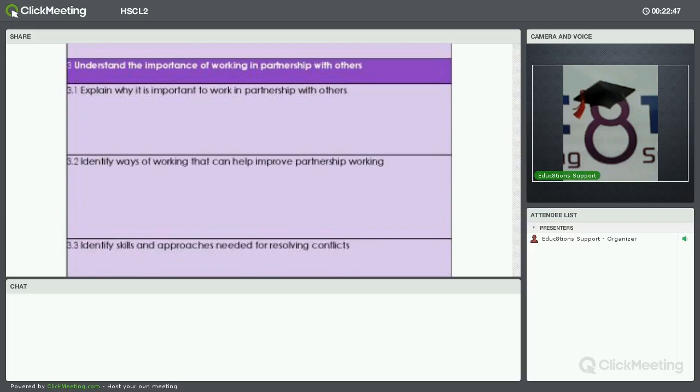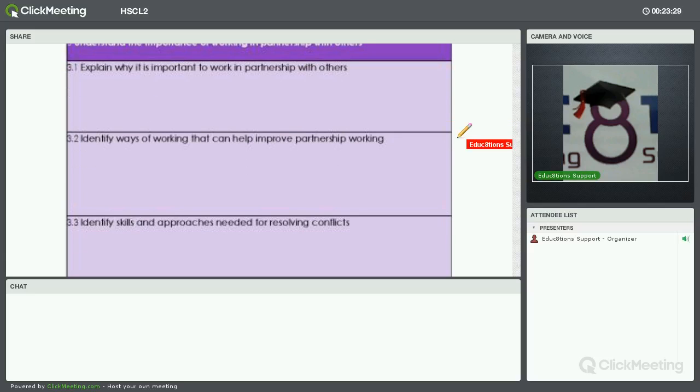Then learning outcome number 3 is to understand the importance of working in partnership with others. So 3.1, explain why it is important to work in partnership with others. So why is it important for you basically to get on with your colleagues? Because that's what you're looking at here, working in partnership with others. So it could be your colleague, it can be a manager, it could be a nurse, it could be a doctor, it could be the court, it could be anybody that you work with in your organisation. So tell me why it's important to work in partnership with others.